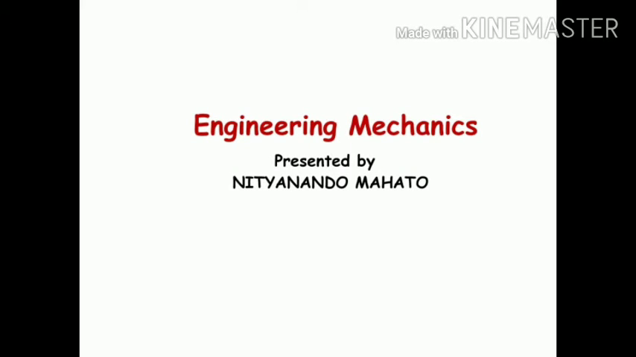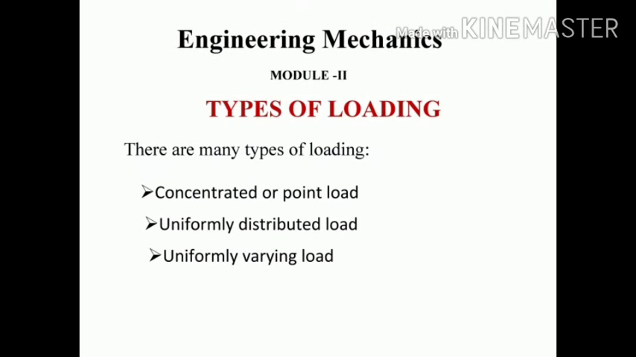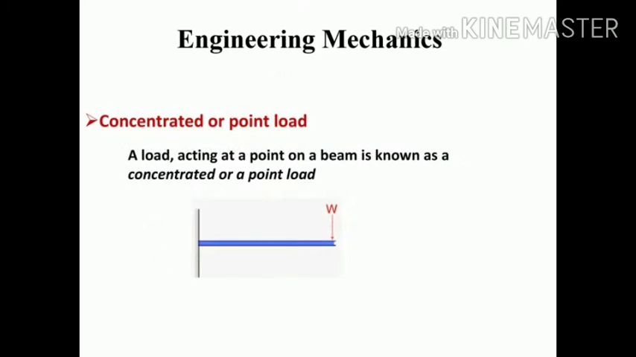Last time we discussed the different types of beams such as cantilever, simply supported beams, fixed beams, and others. Today we're going to discuss the different types of loading. There are many types of loading: one is concentrated or point load, another is uniformly distributed load, and another is uniformly varying load. Now let's discuss them one by one.